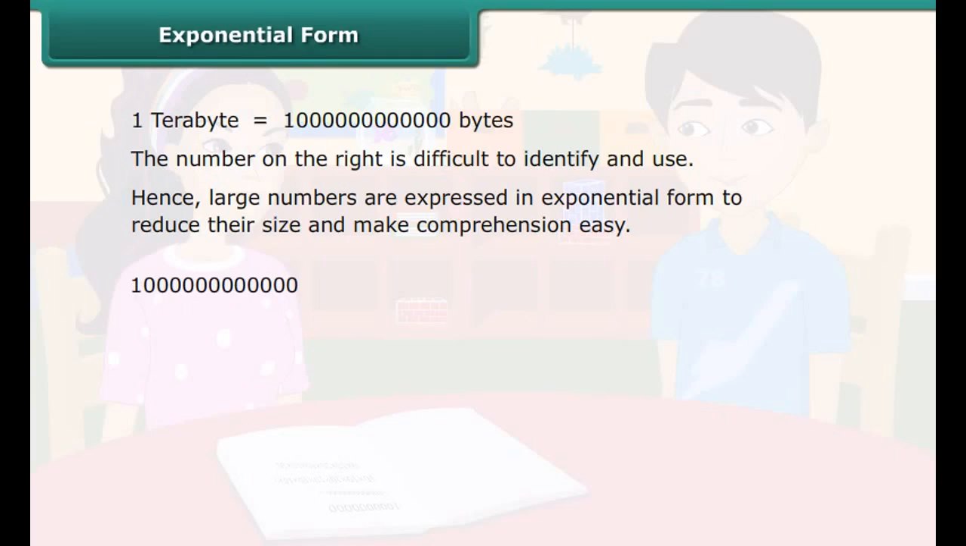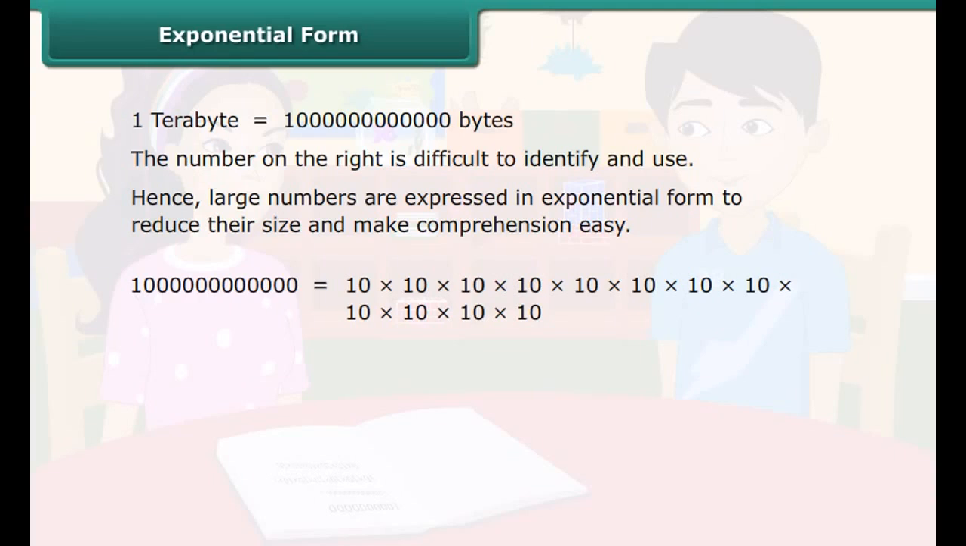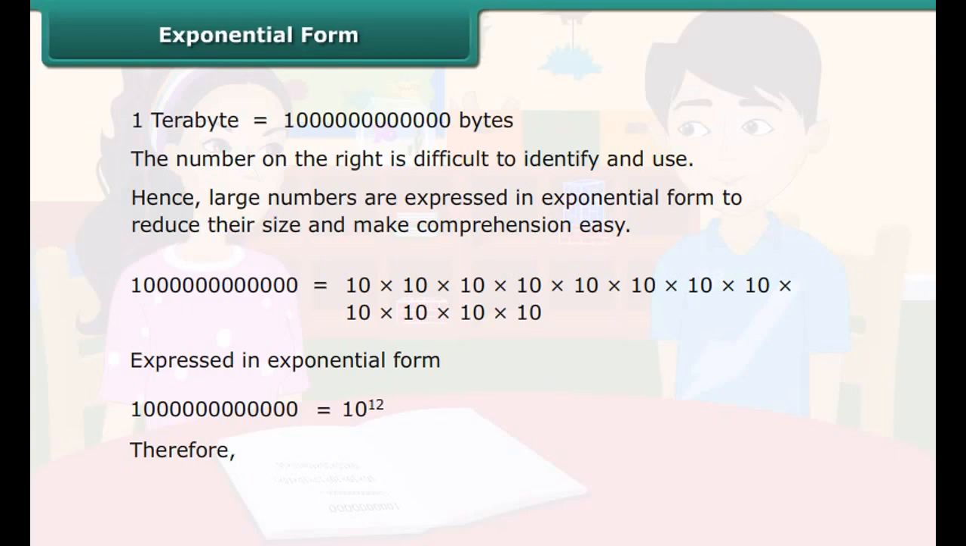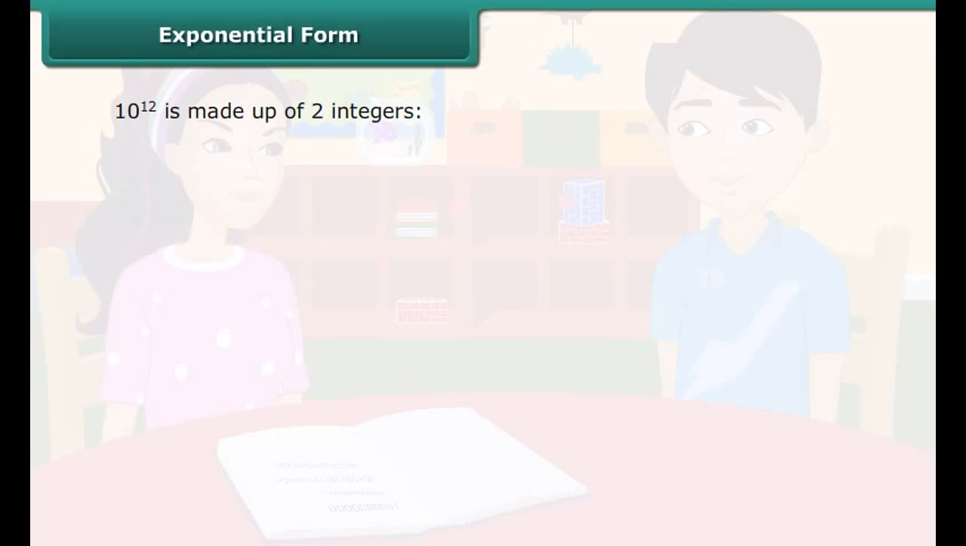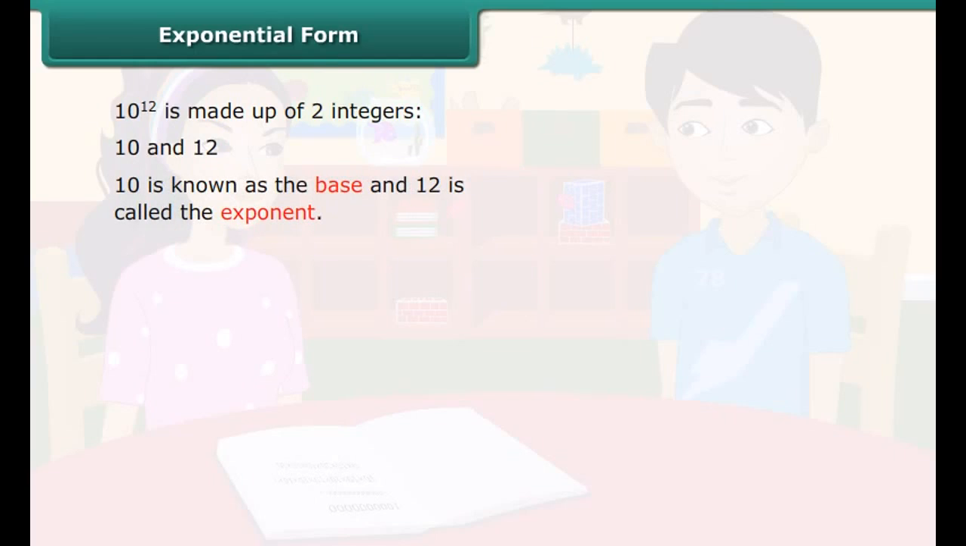1 0 0 0 0 0 0 0 0 0 0 0 0 is nothing but 10 multiplied 12 times. We use this knowledge and express 1 0 0 0 0 0 0 0 0 0 0 0 0 in exponential form as 10 raised to the power 12. Therefore, as rightly pointed out by Dhruv, 1 terabyte may be expressed as equivalent to 10 raised to the power 12 bytes. 10 raised to the power 12 is made up of two integers, 10 and 12. 10 is known as the base and 12 is called the exponent.